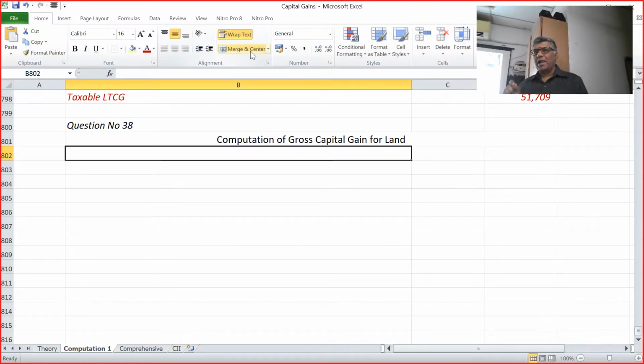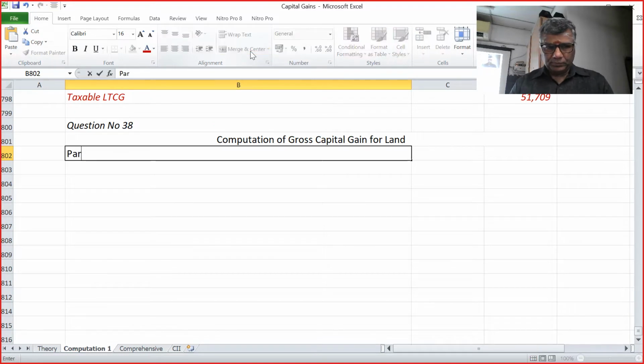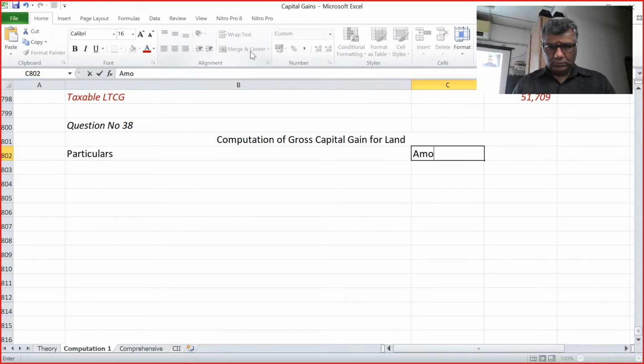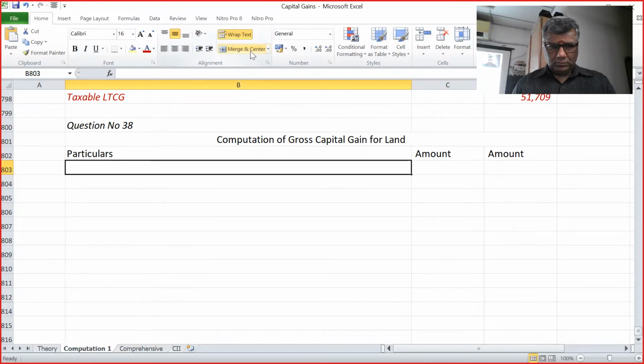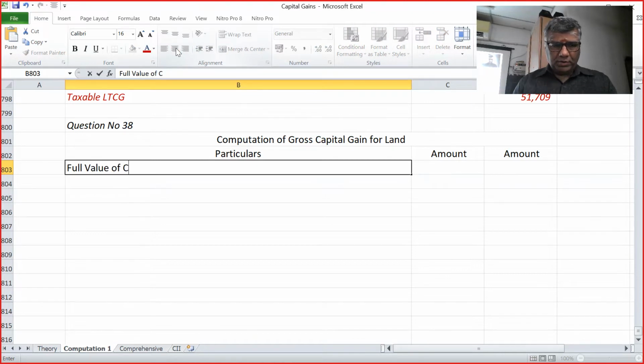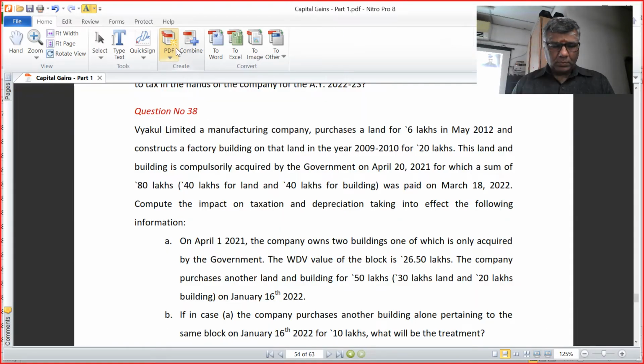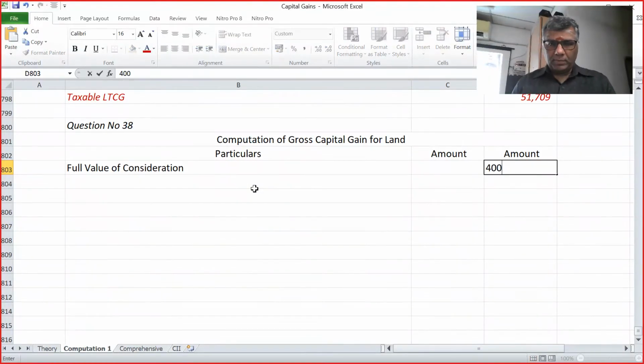First, I am doing it for land because it is a long-term, indexable, non-depreciable asset, and then we will do it for building in the regular depreciation format. Full value of consideration: 40 lakhs, 40 lakhs for land. 80 is the total. Okay, 40.